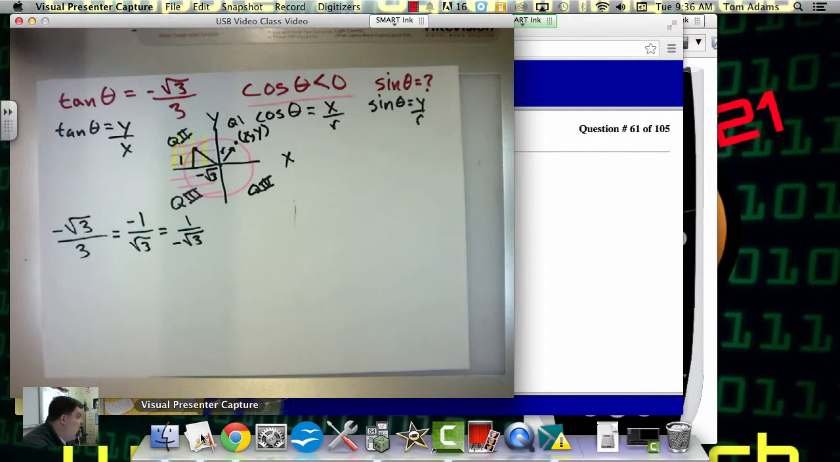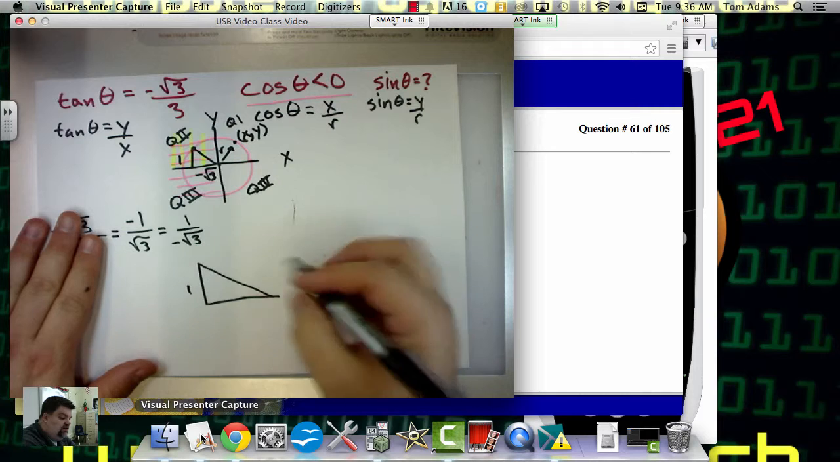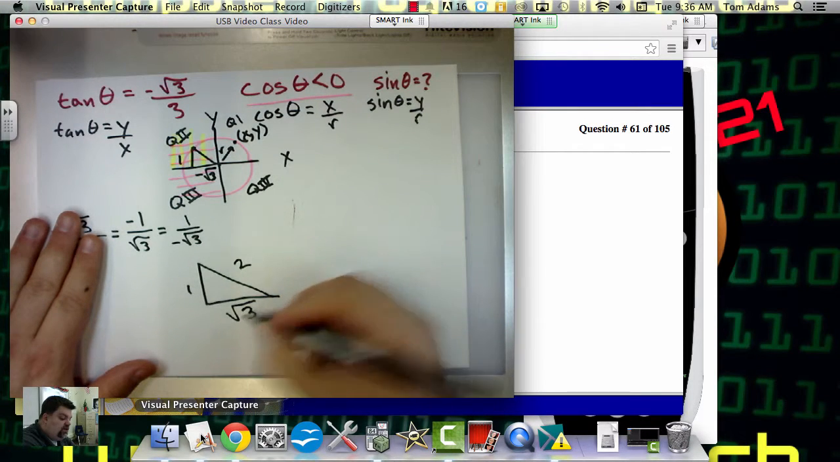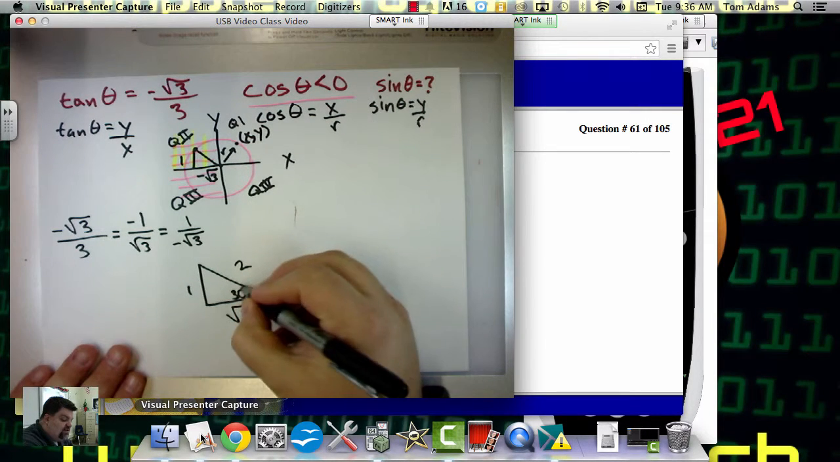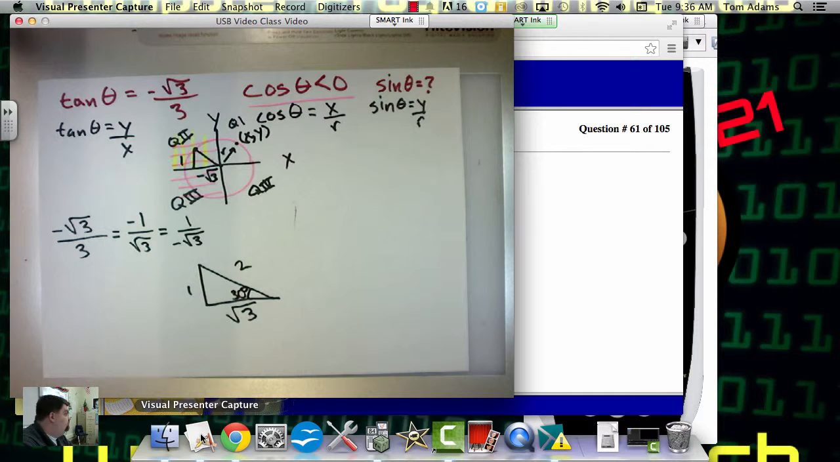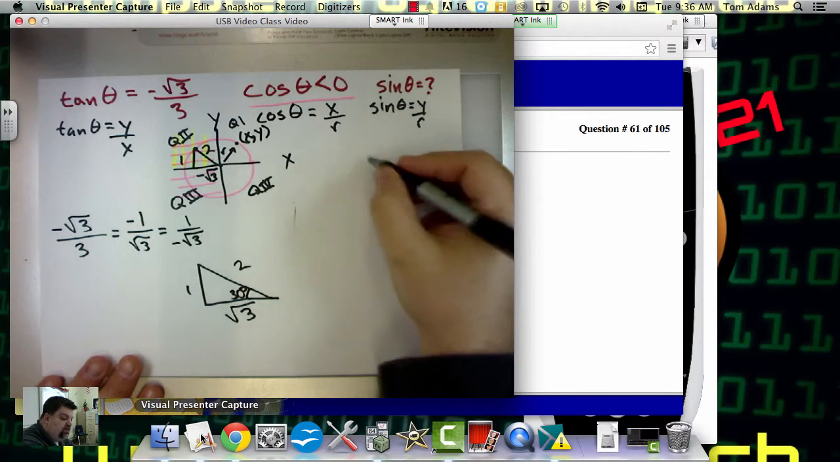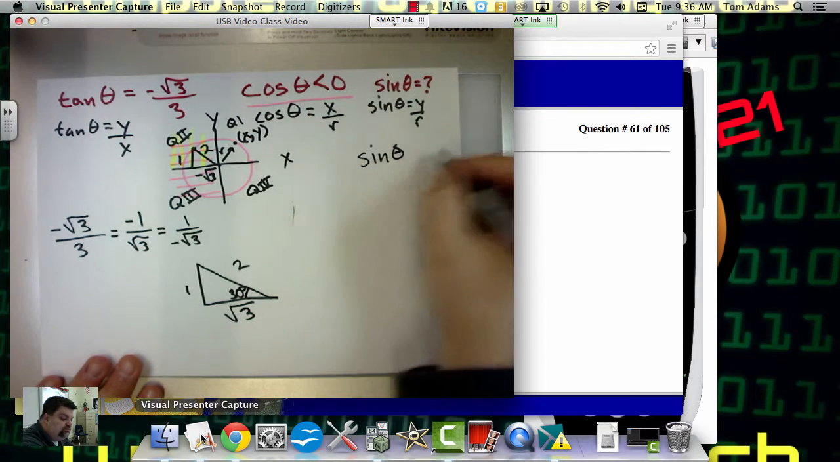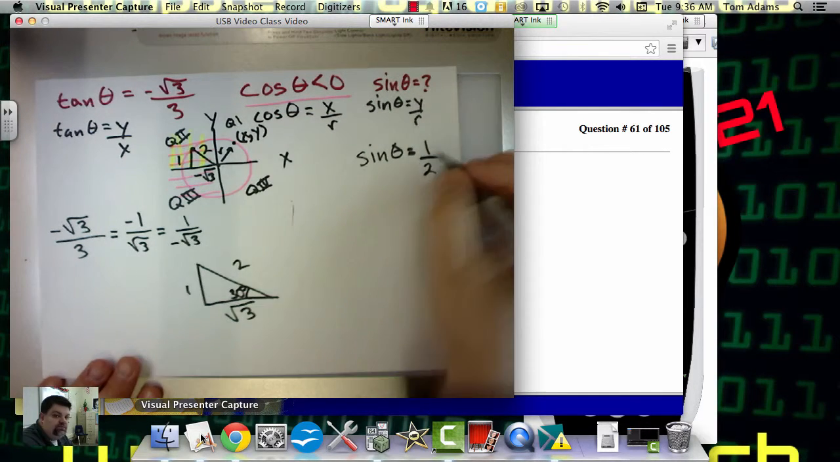Now, that's a special type of triangle. Who knows what that triangle is? 30, 60, 90. So what are the ratios? It's 1, 2, square root of 3. And so that means that my reference angle theta is 30. So if this is 2 and sine is y over r, then what is sine of theta? Positive 1 over 2.